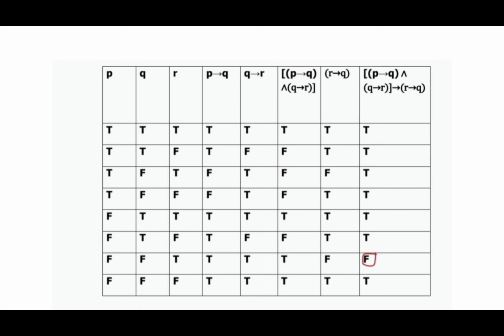Now we need the group R then Q. We start looking at R then Q. True and true is true. False and true is true. True and false is false. False and false is true. True and true is true. False and true is true. True and false is false. And false and false is true.